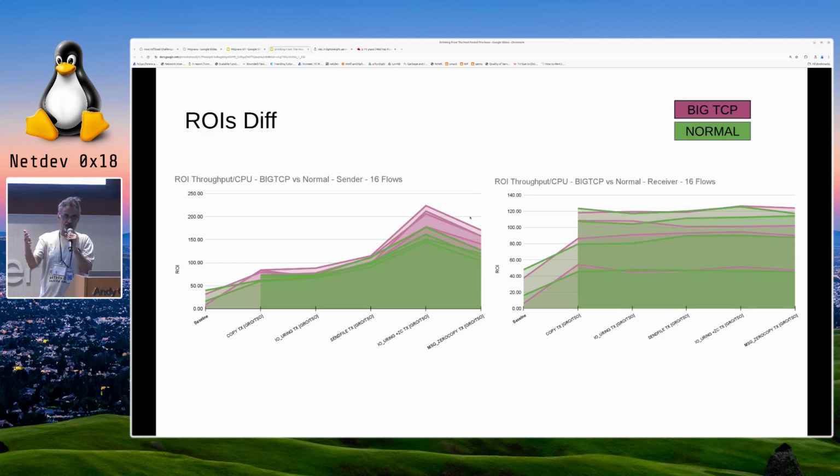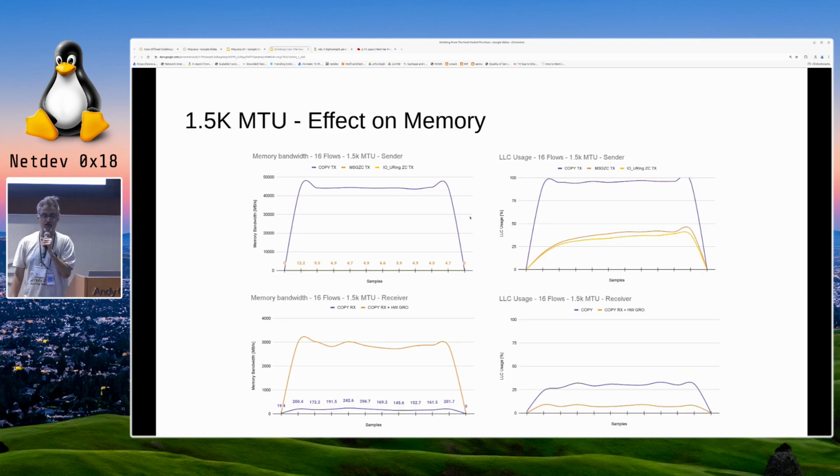This is big TCP, or increasing your GSO and GRO, and it has an effect, right? You can see the pinkish color is doing much better than the green, right? So there is value in increasing that. The other thing we measured is the effect on memory bandwidth, which looked a bit weird. On the sender side, before zero copy is the purple curve, and on the bottom is the yellow, which is zero copy. Any of the zero copies were doing really well. You're not consuming the memory bandwidth.